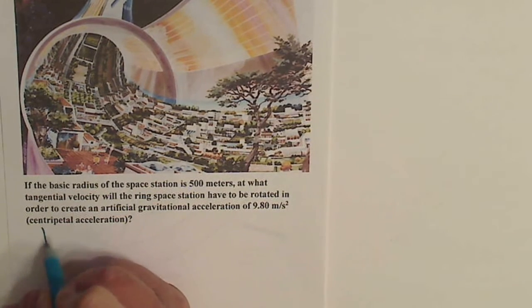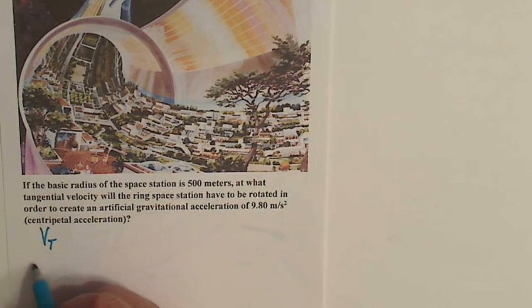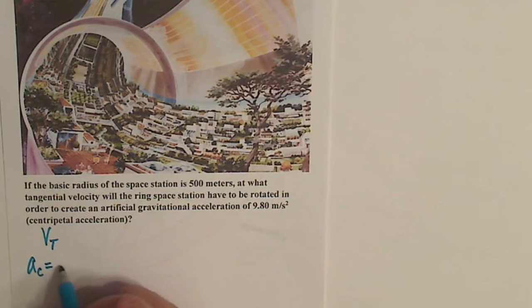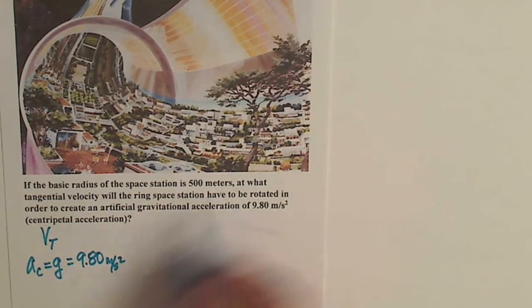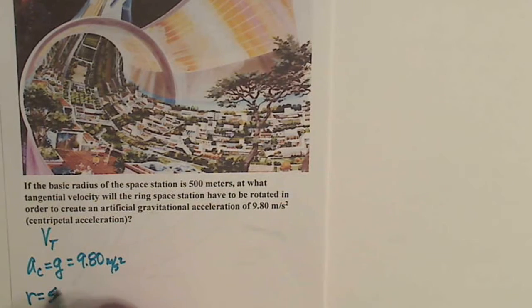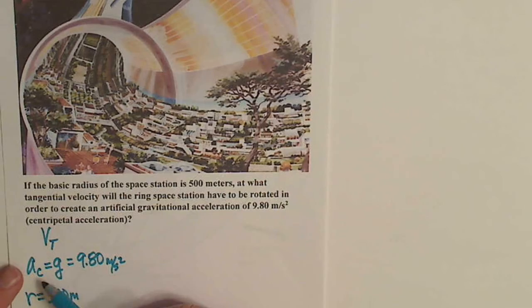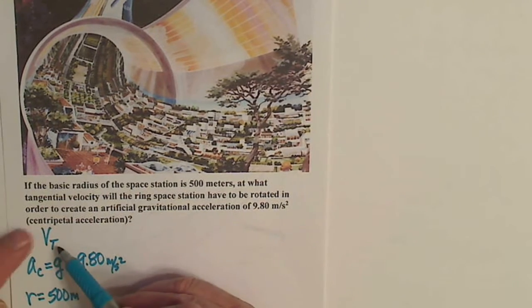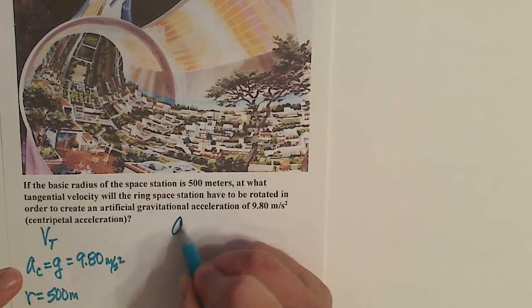So what are we looking for? They want us to find out what the tangential velocity is. They have told us what the centripetal acceleration is. They want it to be equal to gravity, which is 9.8. And they told us the radius is 500 meters. So which formula are we going to use? Which of the three has a radius, a centripetal acceleration, and the tangential velocity? Of course, I think it's the formula for centripetal acceleration.